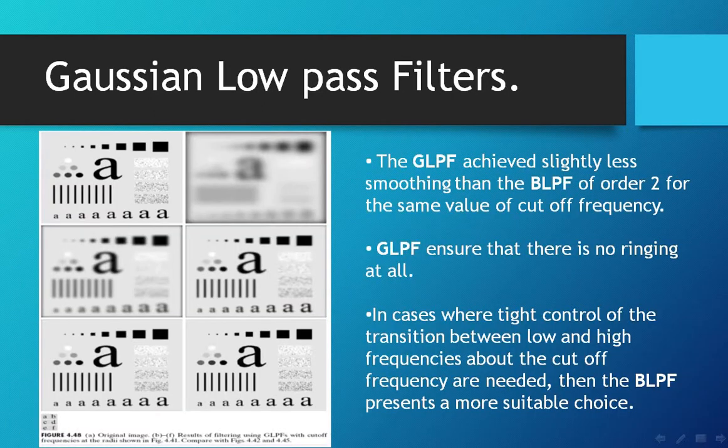The Gaussian low pass filter achieved slightly less smoothing than the Butterworth low pass filter of order 2 for the same value of cutoff frequency. The Gaussian low pass filter ensures that there is no ringing at all. In cases where tight control of the transition between low and high frequencies above the cutoff frequency is needed, the Butterworth low pass filter presents a more suitable choice.